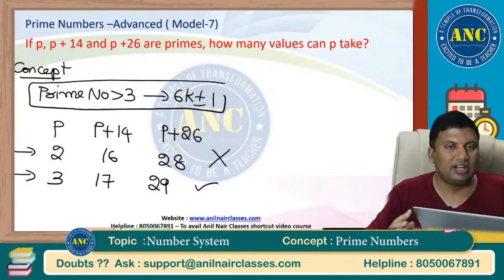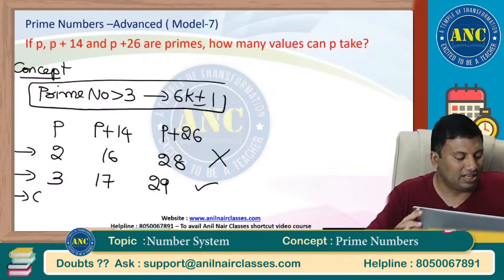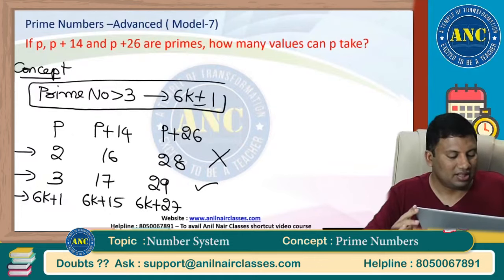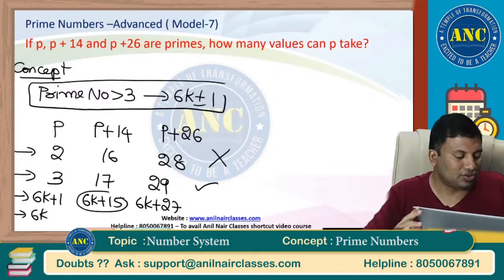If p is 3, we get 17 and 29. 3, 17, 29 is possible. If it is 6k plus 1, then these become 6k plus 15 and 6k plus 27. These are divisible by 3, not possible. Now 6k minus 1.